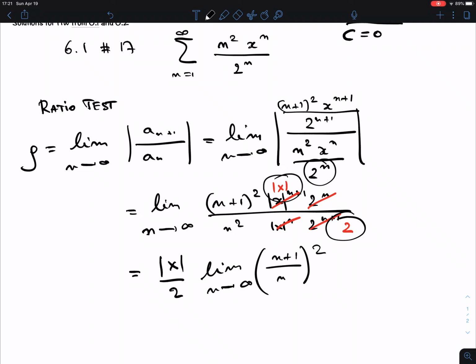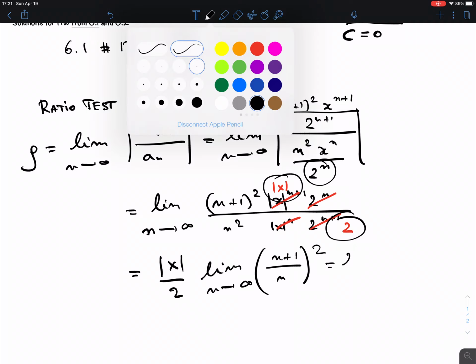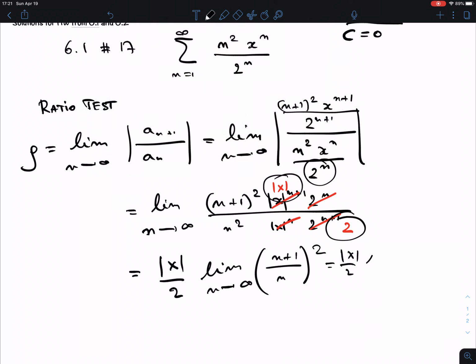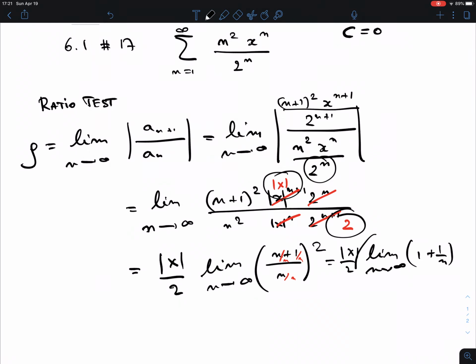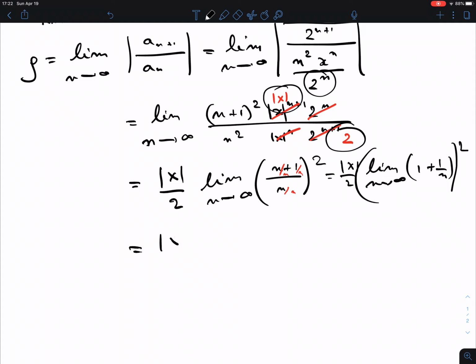Now, I hope that everybody sees that the limit of the inside part is 1. Okay, I'll do it very quickly, almost without words. So we get here absolute value of x over 2, limit n going to infinity, and so I get 1 plus 1 over n, and then this whole thing squared. Remember, take the limit inside. And then that gives me absolute value of x divided by 2, because the 1 over n goes to 0, we get just 1 here, times 1, but I'm not going to write that anymore.